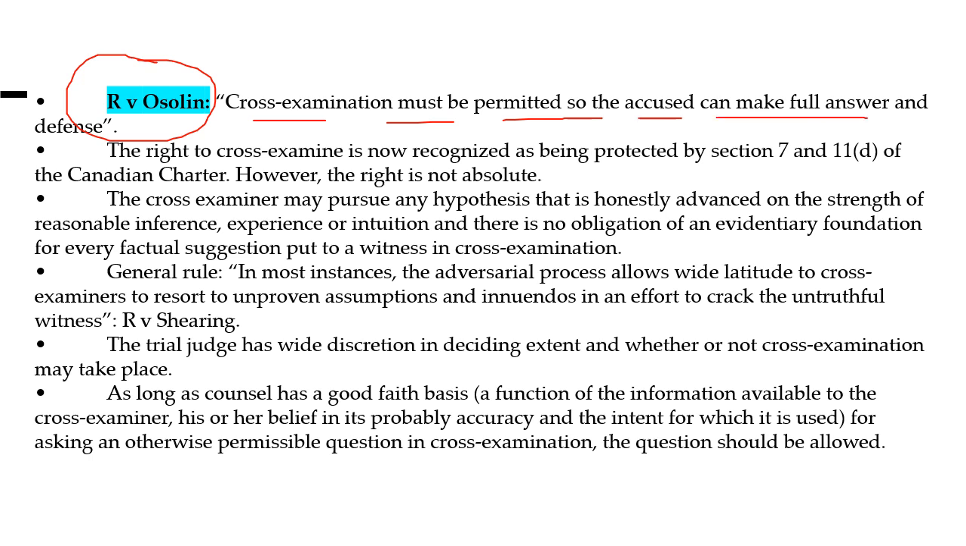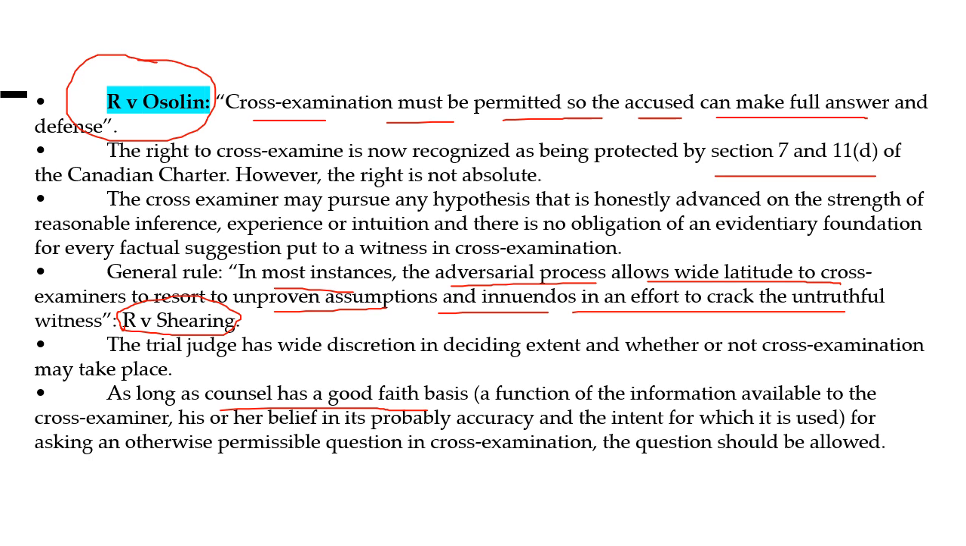The right to cross-examine is protected by Section 11(d) of the Canadian Charter. The general rule is that in most instances the adversarial process allows wide latitude to the cross-examiner to resort to unproven assumptions and innuendos in an effort to crack an untruthful witness. This happened in R versus Lyttle. You are allowed to grill a person to the extent you want, but there should be a balance.